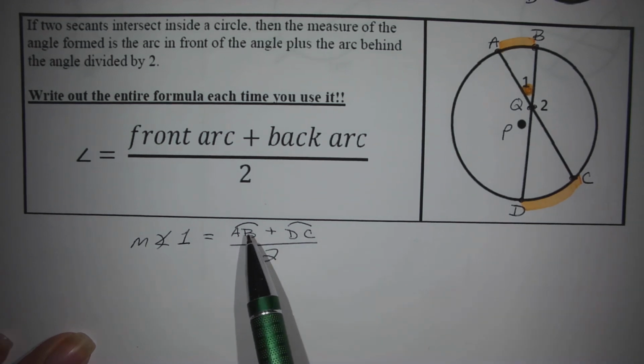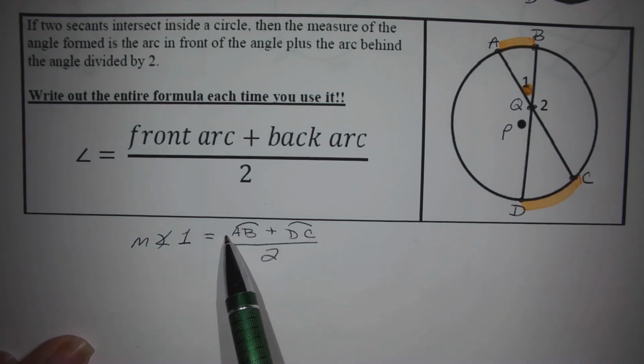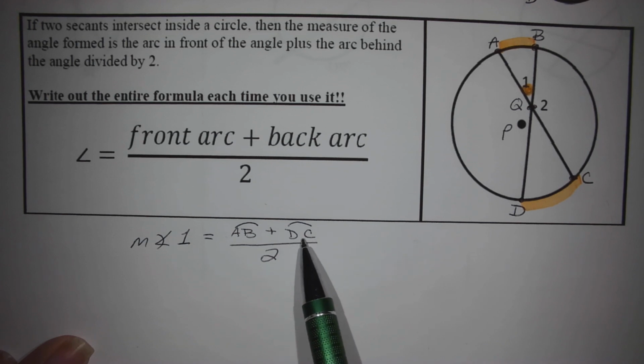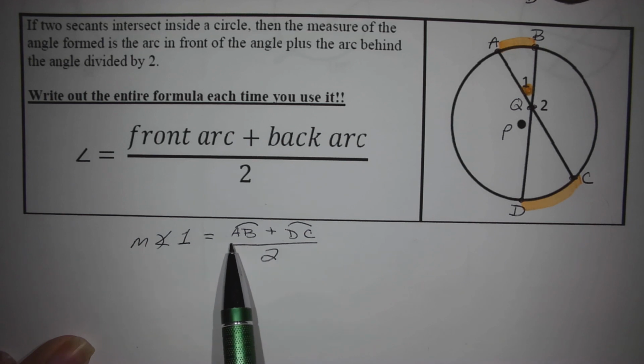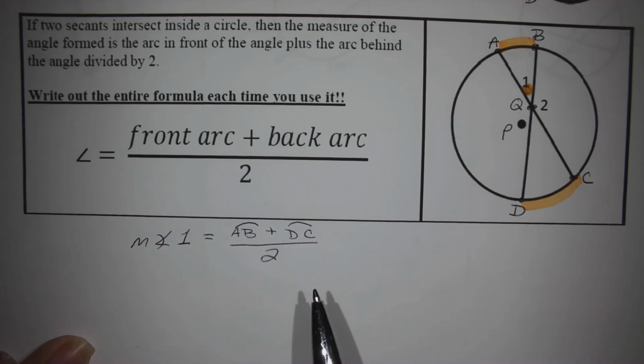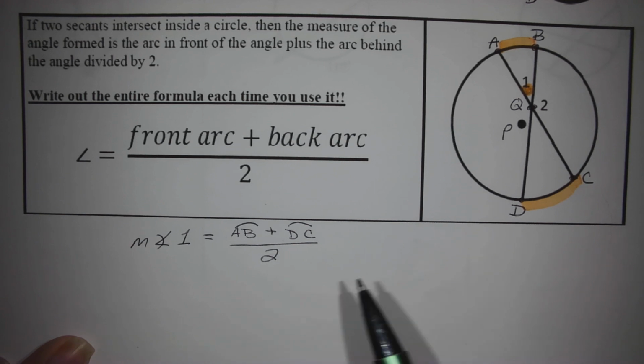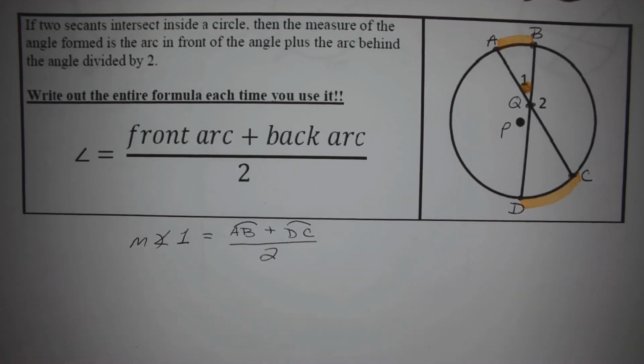Can I change these to be arc BA and arc CD? Of course I can. I can switch them around. Not to mention, can I make this arc DC go in the front of this addition? Yes, I can, because remember, addition is commutative. I can move them around. So that's not of big importance because we are adding.